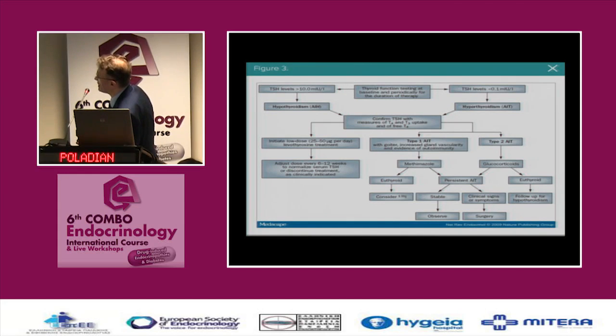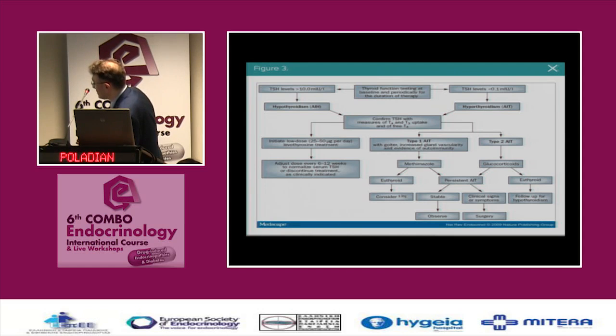Whenever you have any patient with TSH more than 10, this is hypothyroidism. You will go to confirm by TSH and measure the T4 and T3 uptake. Whenever you have less than 0.1, it's AIT. You will initiate a low dose and go up gradually. You will adjust the dose every 6 to 12 weeks. Whenever you have type 1, you will go to methimazole. When you have euthyroidism, you will consider maybe iodine-131.